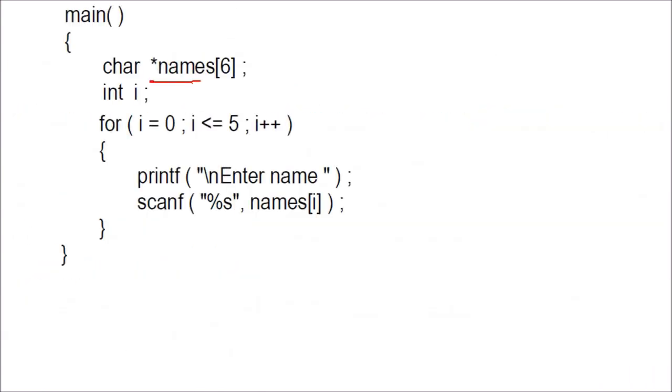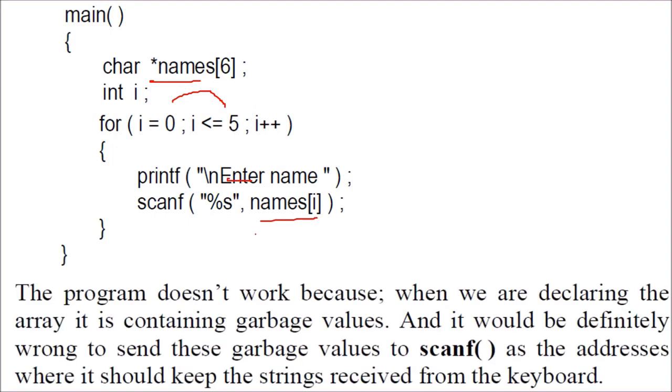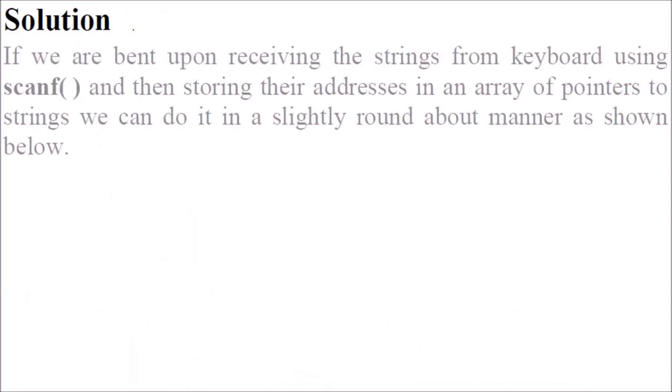Let us see a program. We have an array of pointers, and we loop from 0 to 5, print "enter name", and want to enter the name. This program is not going to work, because when we declare the array, it will contain garbage values, since we have not initialized it, and we are actually sending wrong values to scanf. So it is going to give you garbage values in the print. What is the solution to this problem?